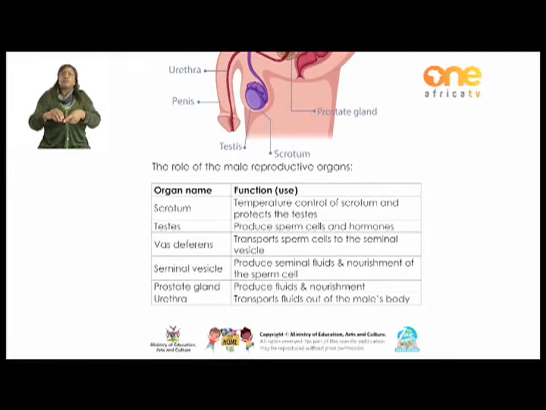Please do not get confused with the urinary bladder. It is not part of the reproductive system. Let us go down to page 20. And on page 20 at the bottom, we have the role of the male reproductive organs. And this table shows on the left side the organ name, and on the right side the function or the use of these organs.